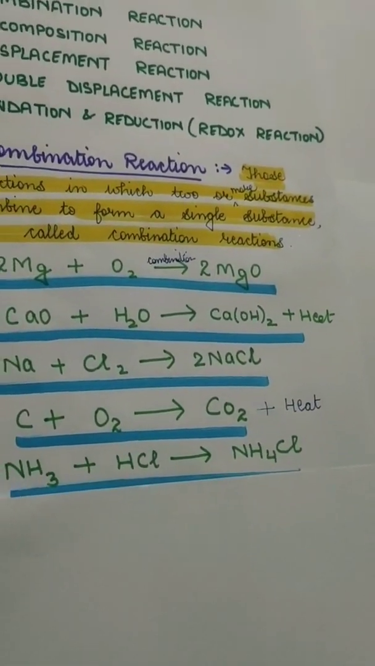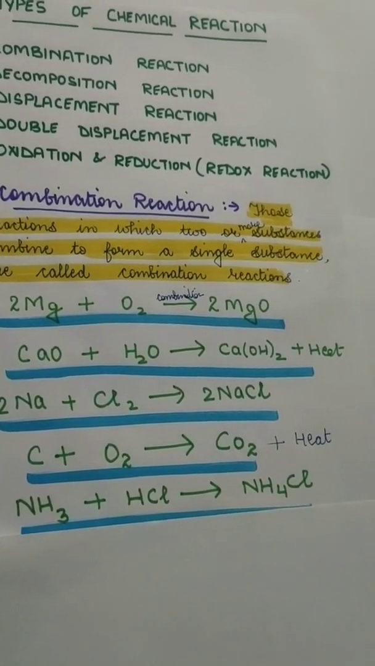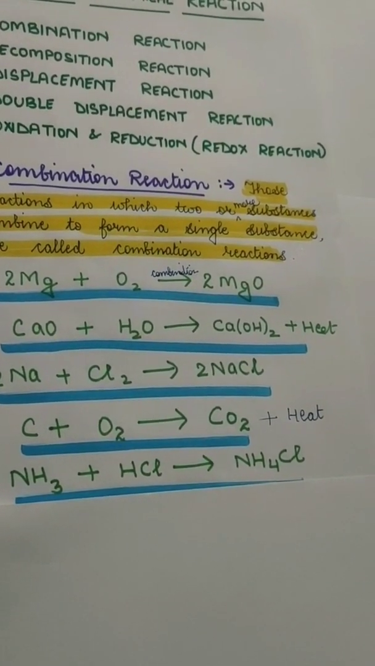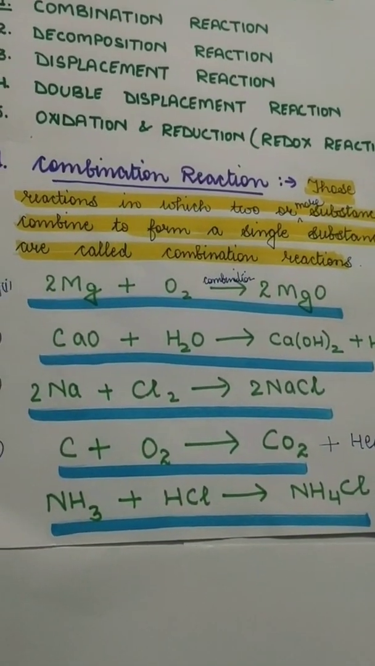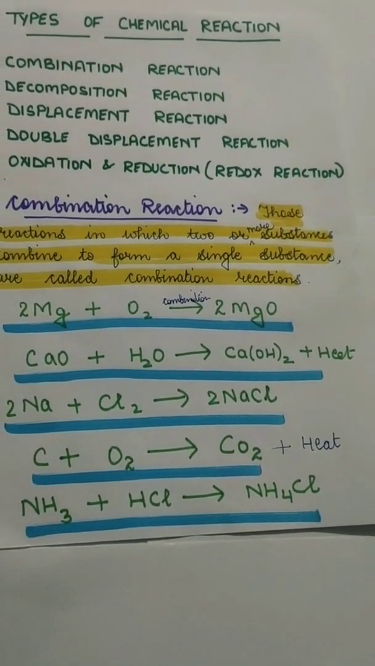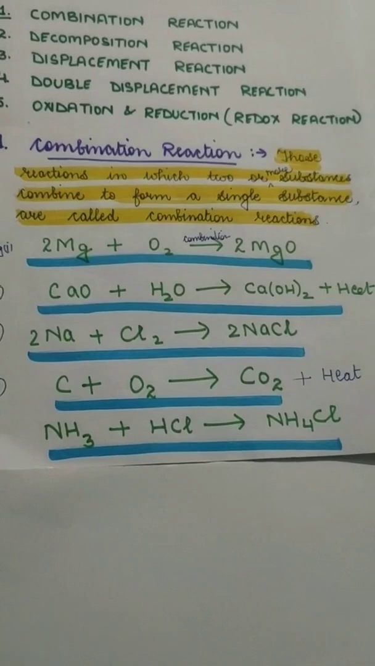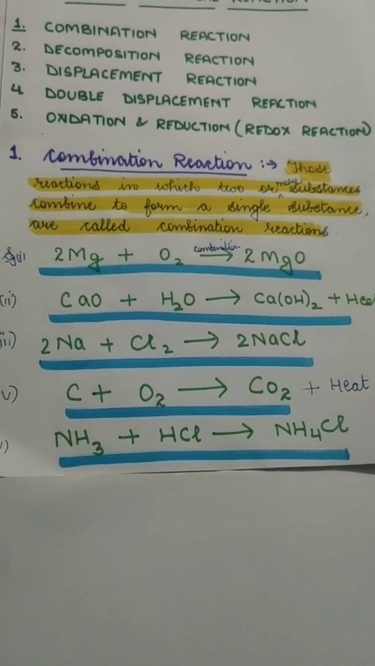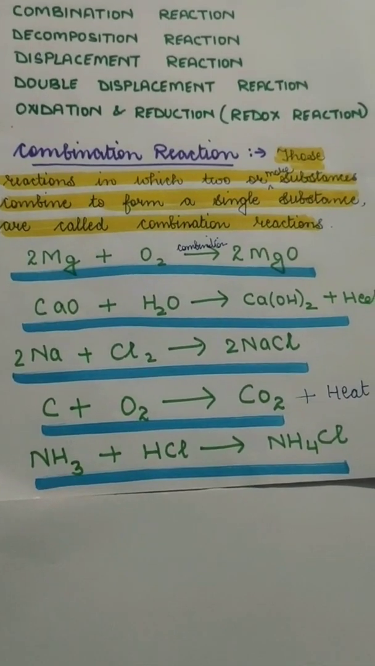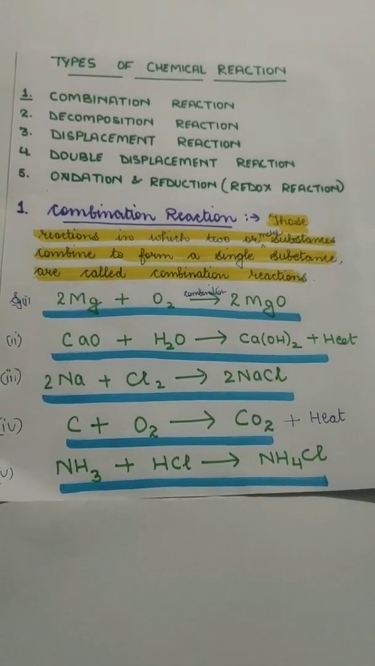Exothermic reactions are those reactions in which heat is involved, and combination reactions are those in which two or more substances combine to form a single substance. The other example would be NH3, ammonia, reacts with hydrochloric acid to give NH4Cl, that is ammonium chloride. Again, these two different compounds, NH3 plus HCl, react with each other and a single compound is formed. This is also a combination reaction. So I think from all these examples, you have quite understood what a combination reaction is.